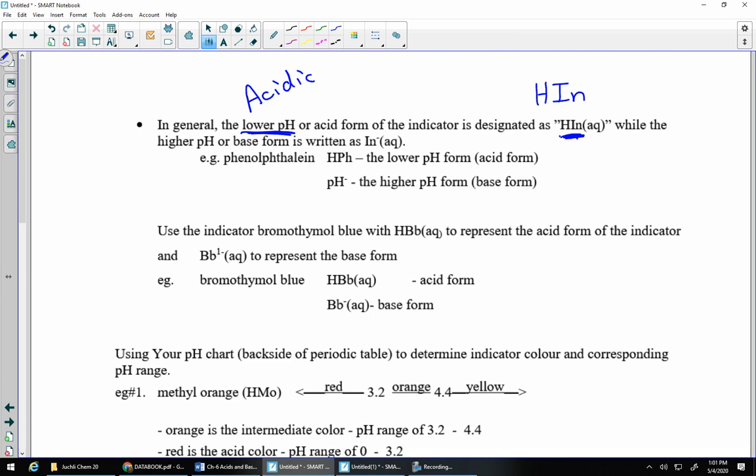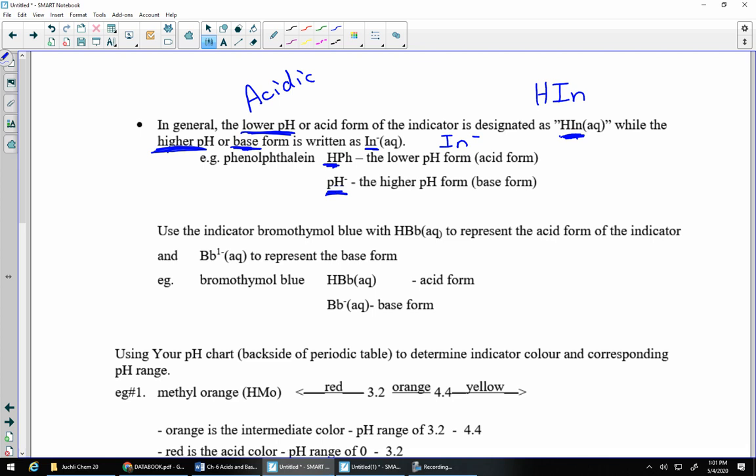The base one, the higher pH form, sometimes known as the base form, is written as IN negative. So it's an indicator and it's a negative, and we learned in previous lessons that a negative is a space for a hydrogen to attach, which would create a base. So if you see the H, that's the lower pH value, more acidic. If you see the negative, that's the higher pH, or more basic.